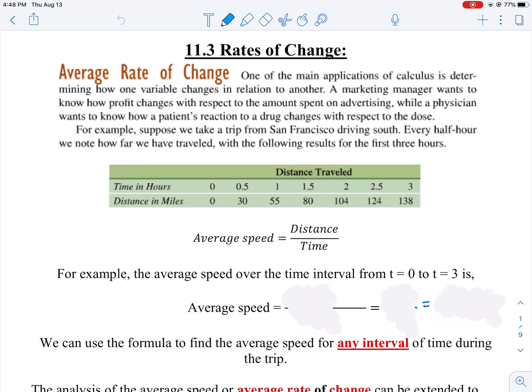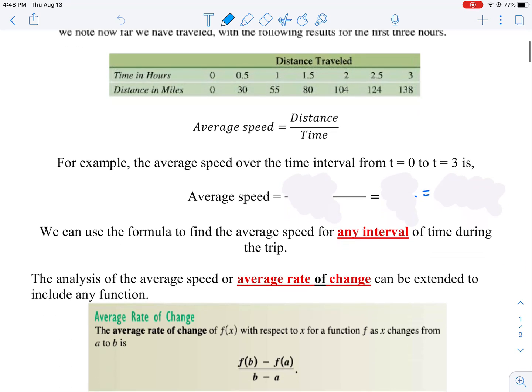Another example, let's say we were traveling to San Francisco. Every half an hour, we note how far we had traveled, so our distance, with the following results for the first 3 hours. We can figure out our average rate of change, our average speed, if we can figure out the distance over the time. So for example, we can figure out our average speed from when we start to t equals 3 hours. I can figure out how long I drove in the 3 hours.